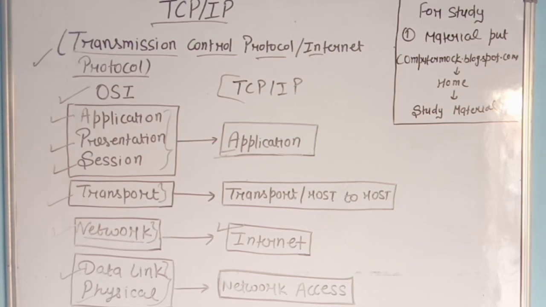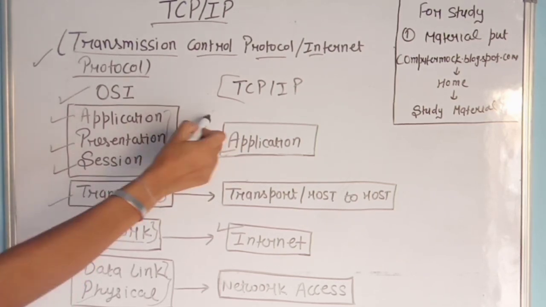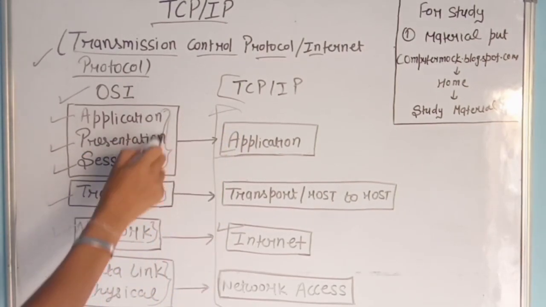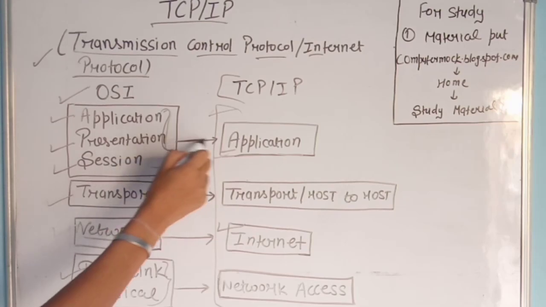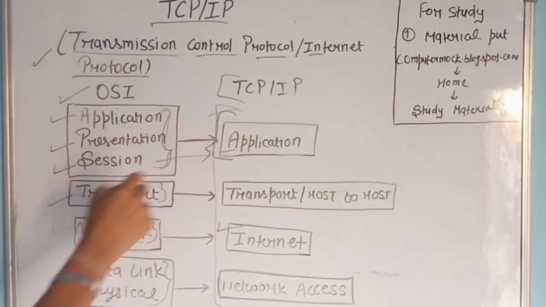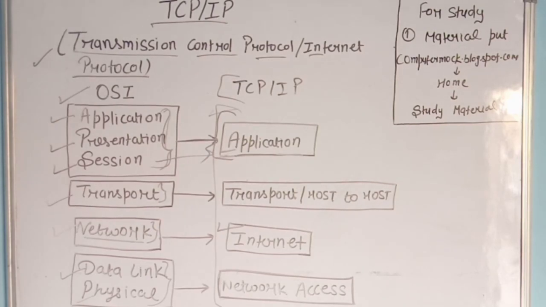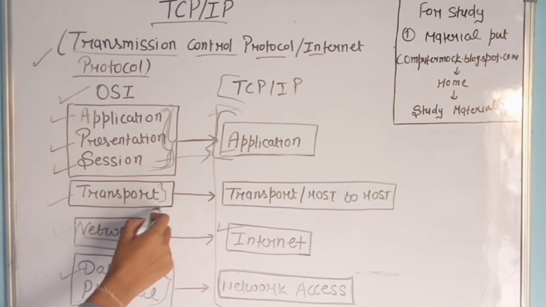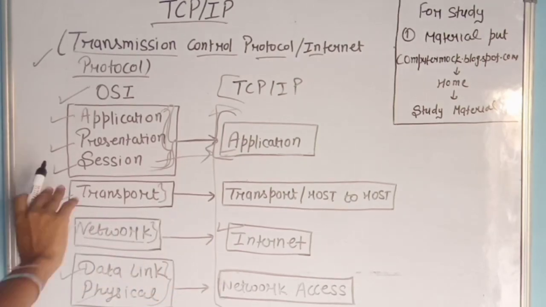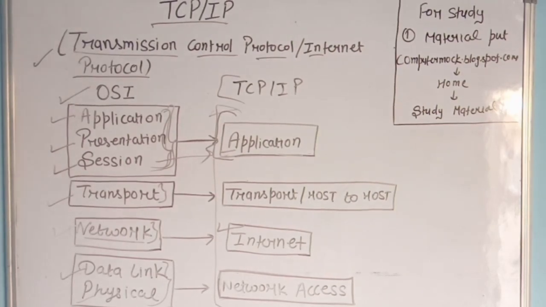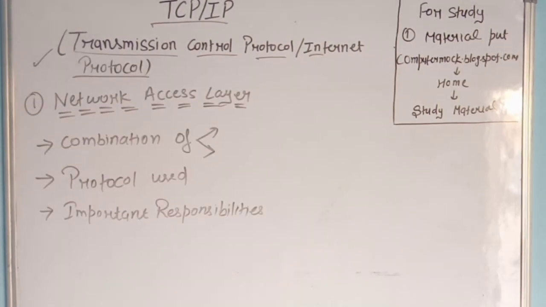So we will discuss the working of the TCP/IP model and how the layers work. These are the three layers that are combined to make a single layer. Now how will it work? We will discuss the working, the protocols used, and other important points related to the OSI model and TCP/IP model. So now let's start with the bottom layer of the TCP/IP model.